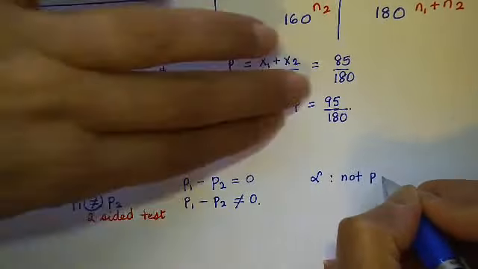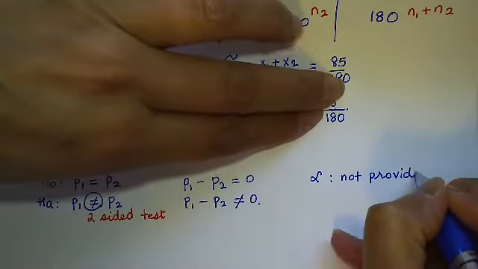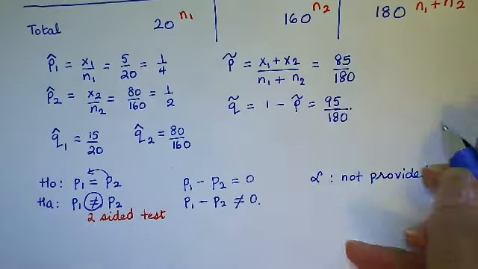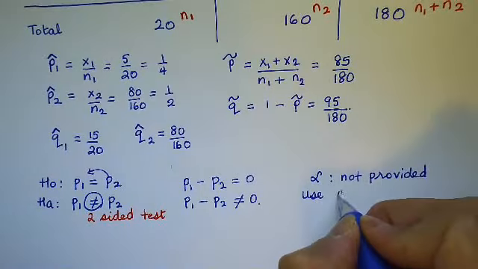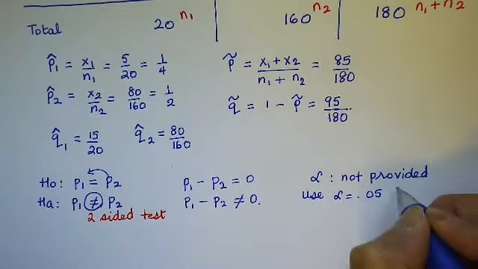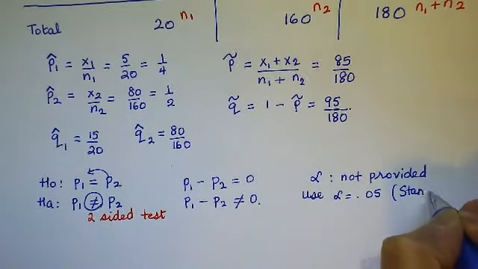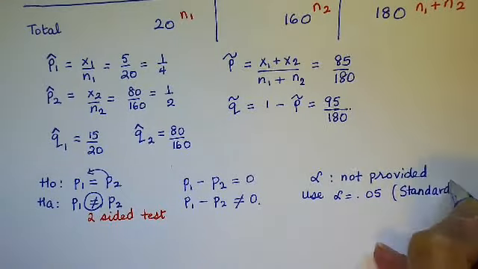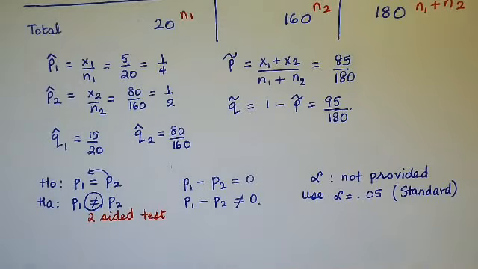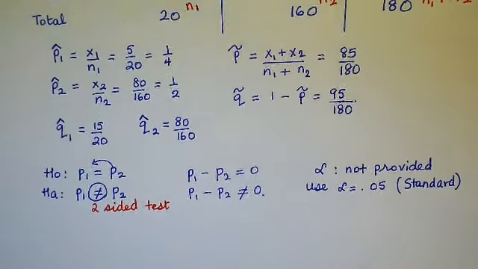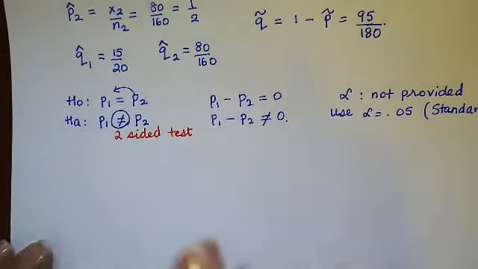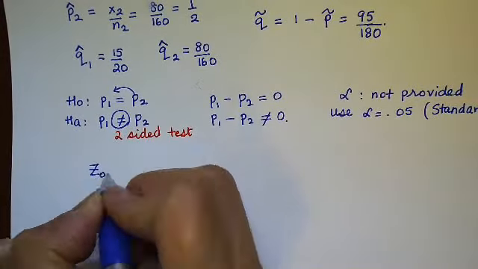Okay, let's say that alpha is not provided. And so we will use alpha equals 0.05. That's the standard as usual. We will need a test statistic, Z0.